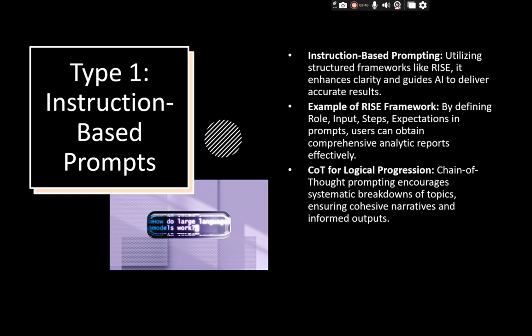Now, talking about the types of prompts. One is the instruction-based prompt. In the instruction-based prompt, we have different types of prompts, like instruction, which utilizes frameworks like RISE to enhance clarity and guide the AI to deliver accurate results. We will talk about this framework in a later slide. It uses role, input, steps, and expectations in the prompts, and based on that, it is going to give comprehensive analytics reports effectively.